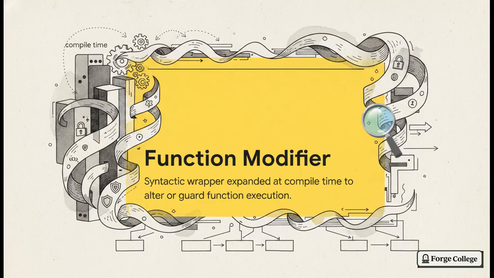Now, let's break that down a bit because, literally, every single word there matters. First off, it's a wrapper, which just means it surrounds your existing function. It's syntactic, meaning it's a built-in structural tool in Solidity. And this is the absolutely crucial part. It expands at compile time. The compiler physically weaves this wrapping code around your function before it ever even hits the blockchain. This lets you check conditions before a function runs or validate state changes after it runs without ever cluttering up the main body of the function itself.